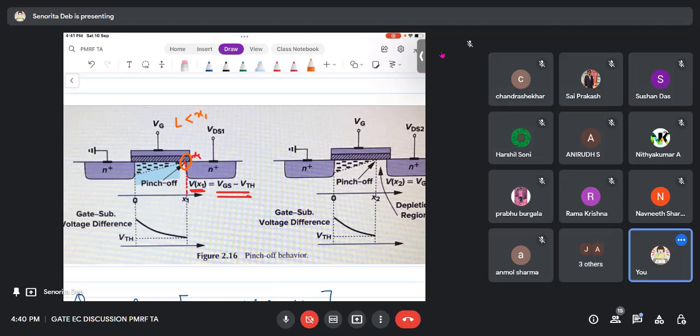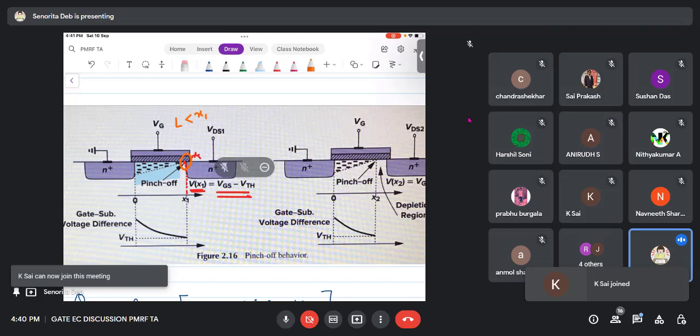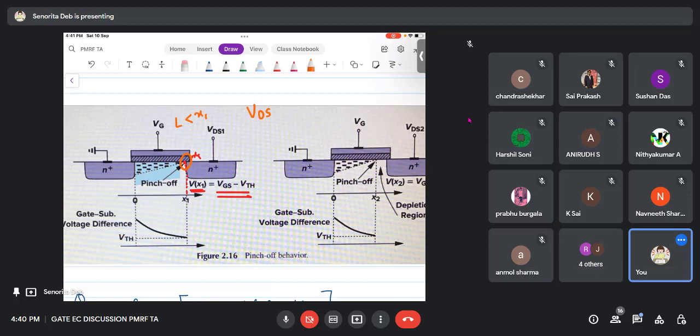The channel length is varying because we had applied some VDS there, and the voltage at point x1 is becoming equal to VGS minus VTH, and therefore the charge is 0 at that point, and therefore the channel length has also shrunk. That means this voltage is able to control the channel's length. So whatever VDS I put, it is actually controlling the channel's length, and that is what channel length modulation is.